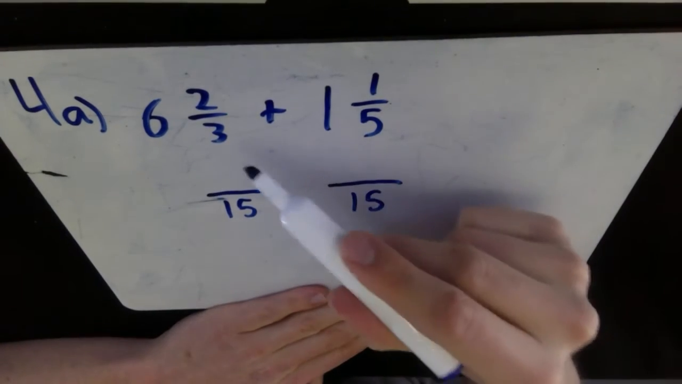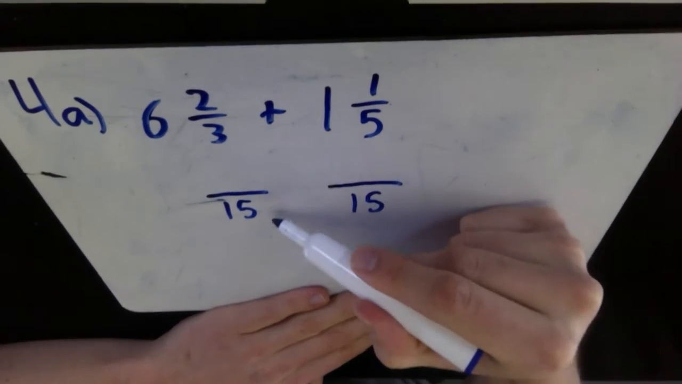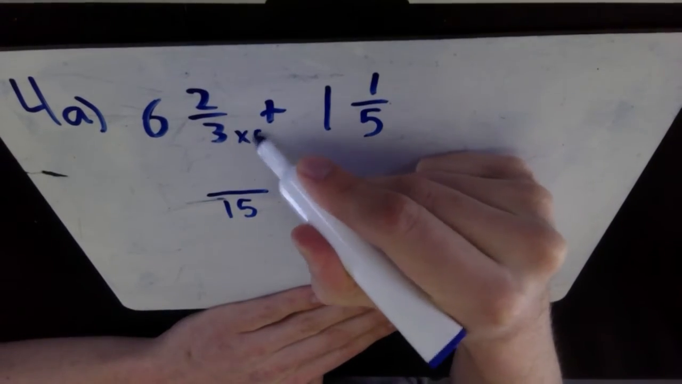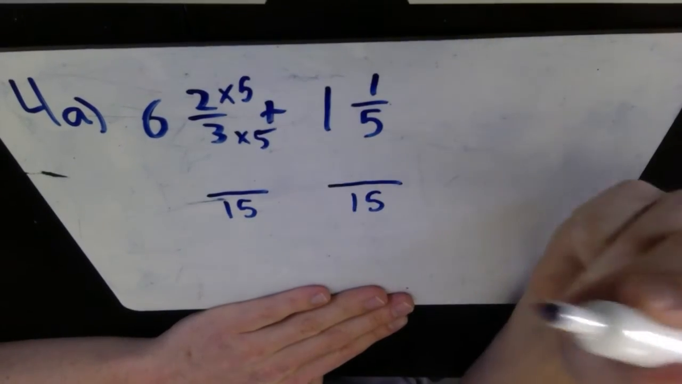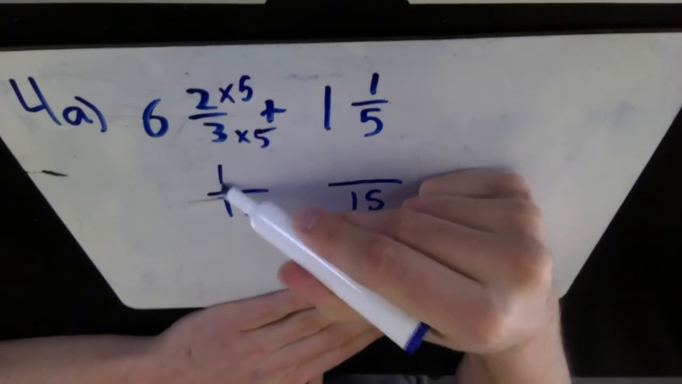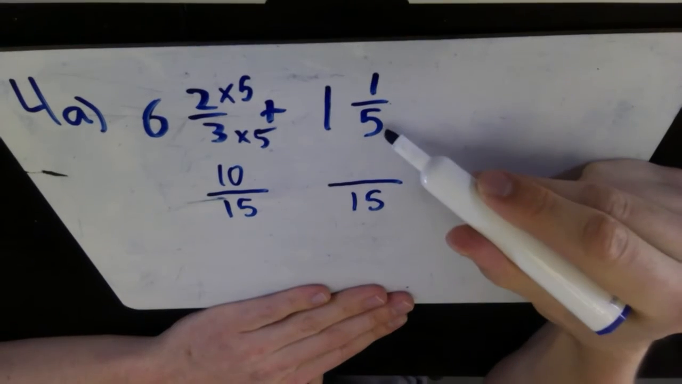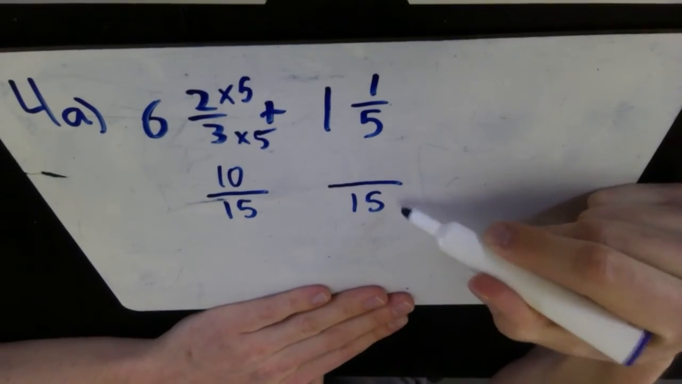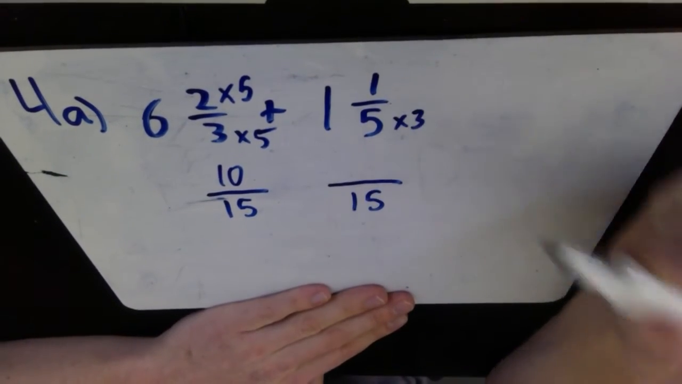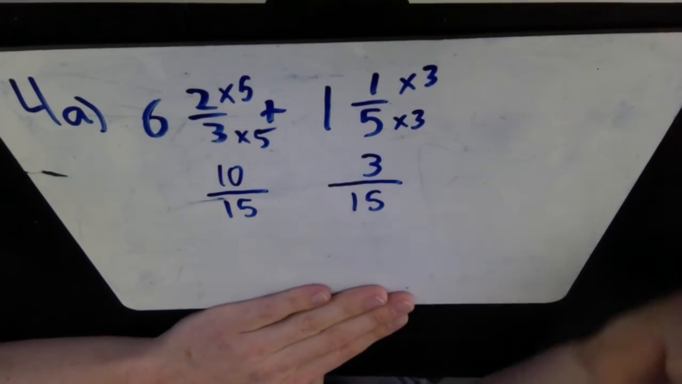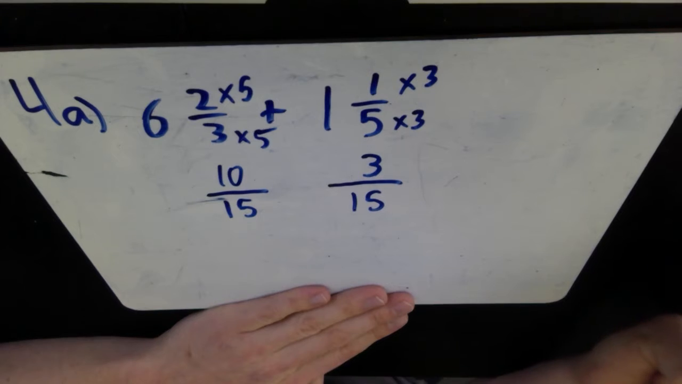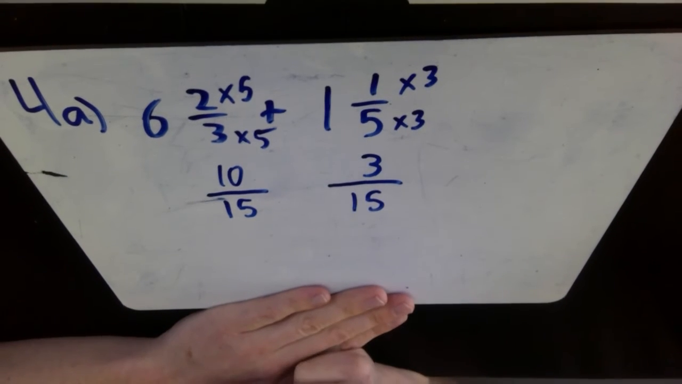So what did I have to do to get from 3 to 15? Well, I had to multiply by 5. So if you multiply the bottom by 5, you have to multiply the top by 5. 2 times 5 is 10. Over here, what did I do to 5 to get to 15? Well, I multiplied by 3, so times your top by 3. 1 multiplied by 3 is 3. There are your new fractions.